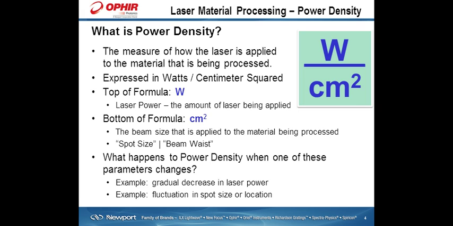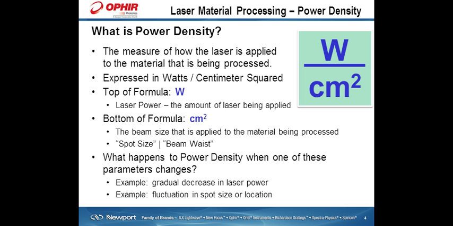So what happens to power density when one of these parameters changes? It really is very important to understand, when one of these parts of the formula changes, how does that affect how the laser is being applied to the material being processed? So for example, if there's a gradual decrease in laser power, what's that going to do to the formula? It's going to decrease the numerator, the top. So it makes sense that the overall power density is going to decrease when your laser power decreases over time.